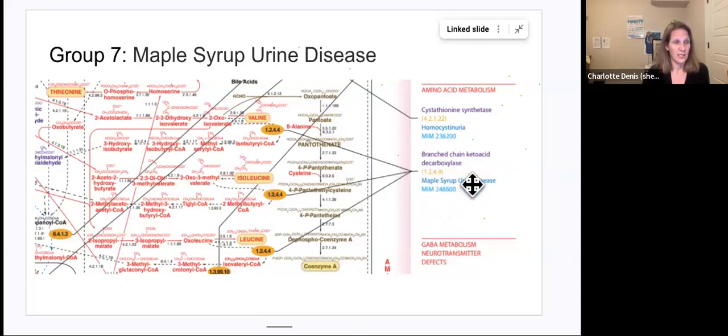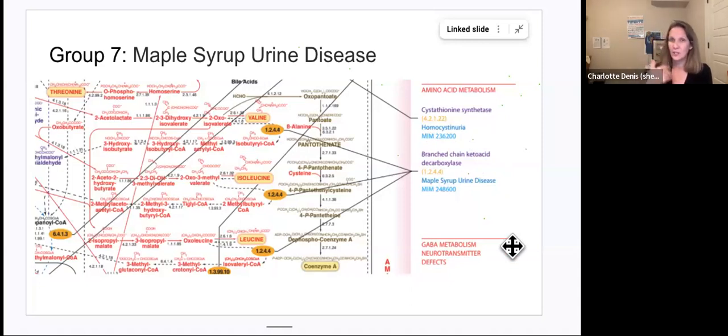They look here where it says maple syrup urine disease, and it indicates that this enzyme number 1.2.4.4, which is the international naming system for proteins. If you were to type that 1.2.4.4 into Google, it would actually spit back out this branched chain keto acid decarboxylase. So 1.2.4.4 has a very specific meaning, and that meaning is this name of an enzyme.